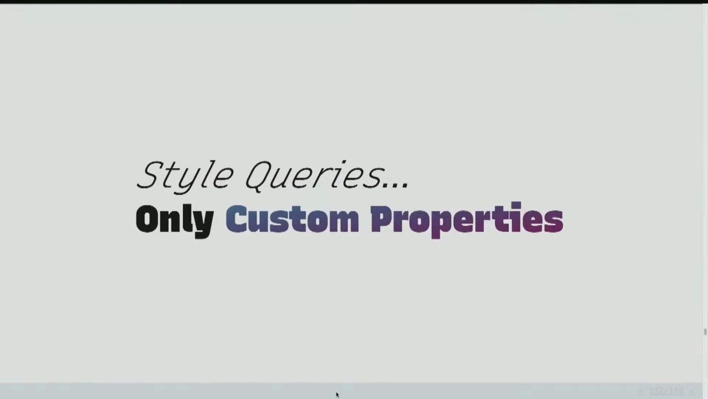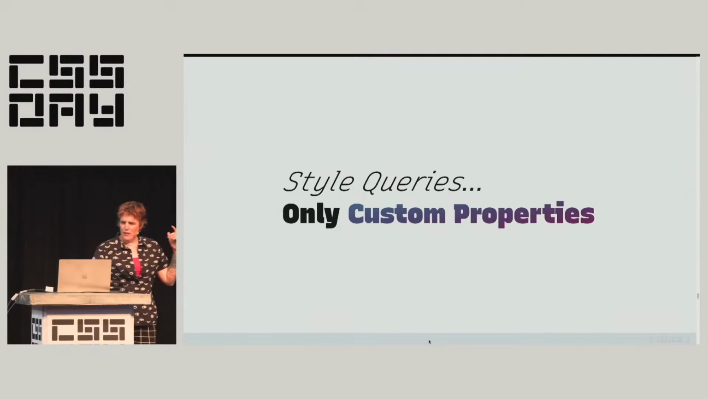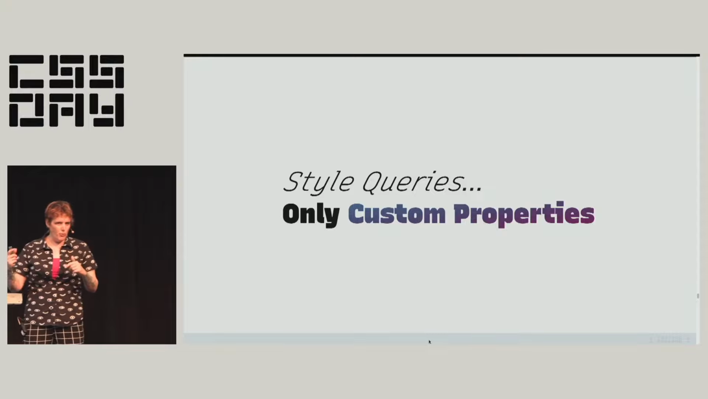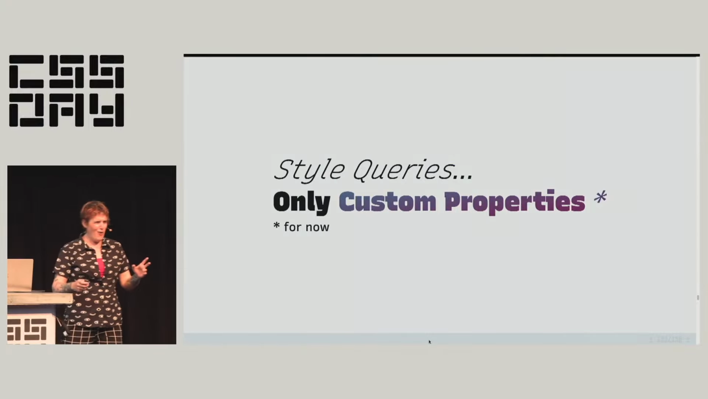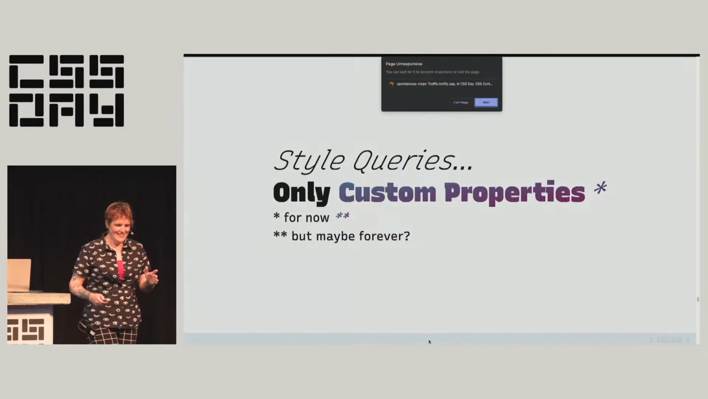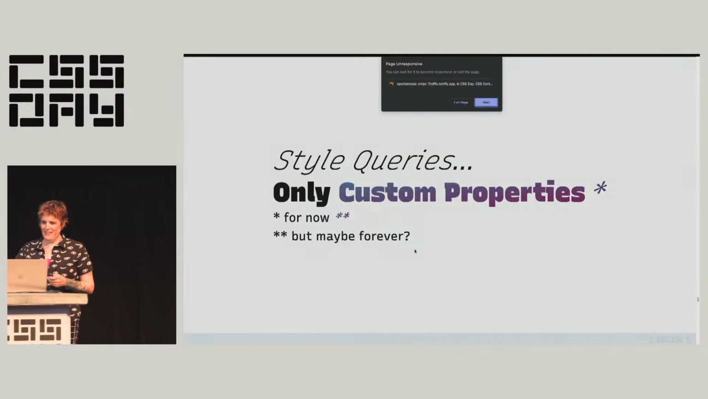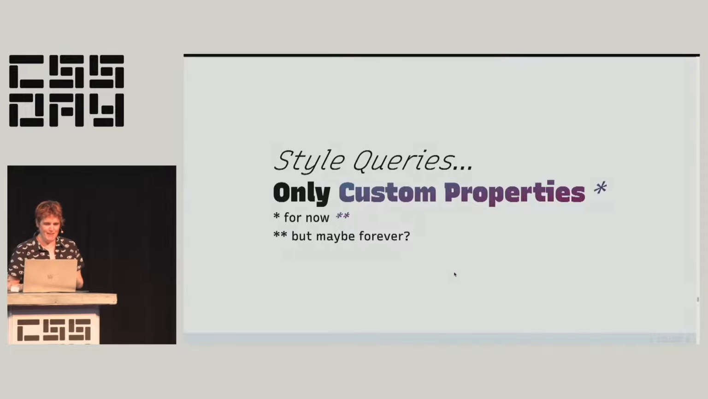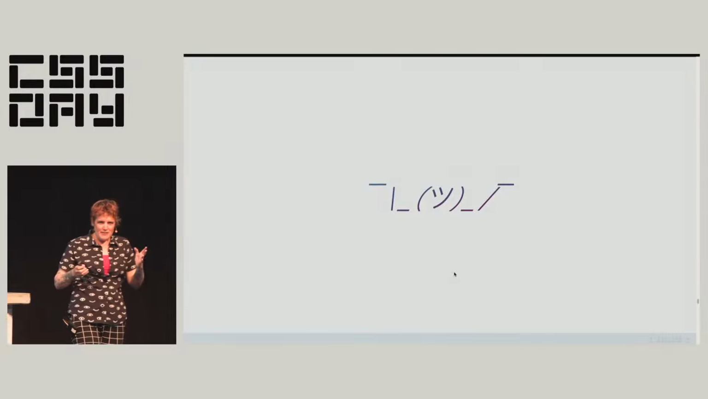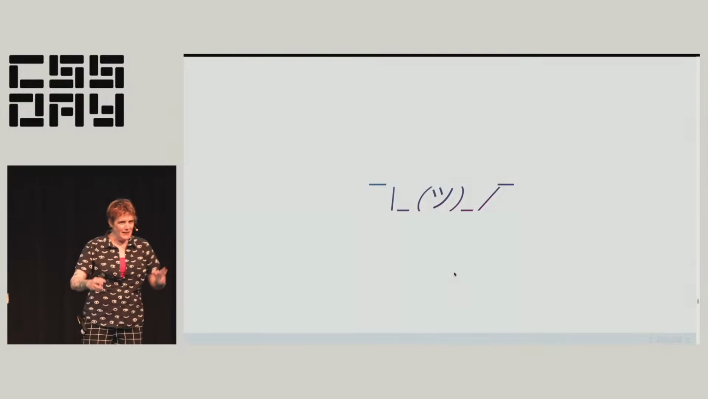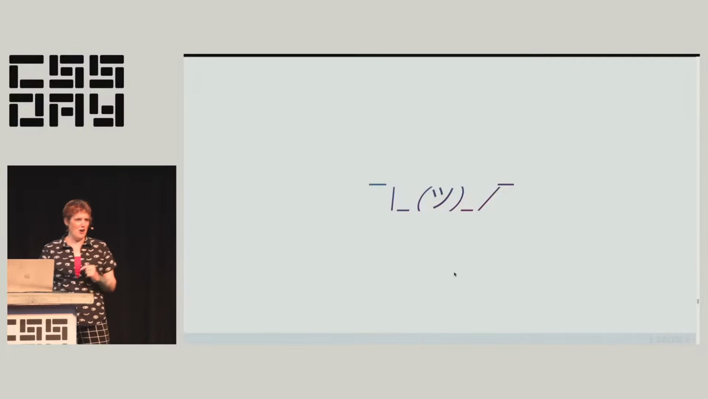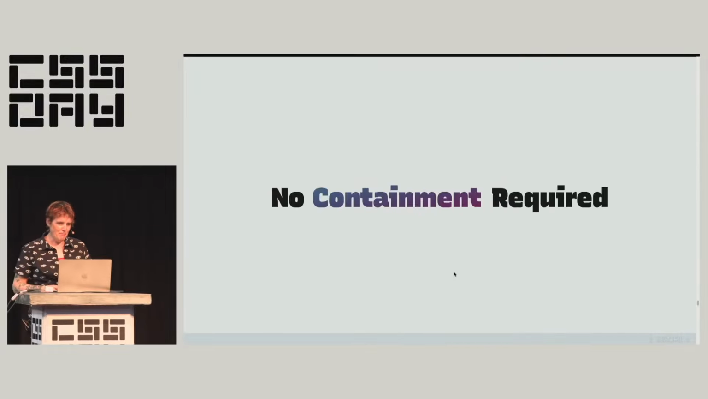So that style query currently only works on custom properties. It doesn't yet work for normal properties for now, maybe forever. We don't know. We'll see. Hopefully that will work on normal properties at some point, at least some of them, but no guarantees. Browsers are suspicious that that might be hard, so I can't make them.